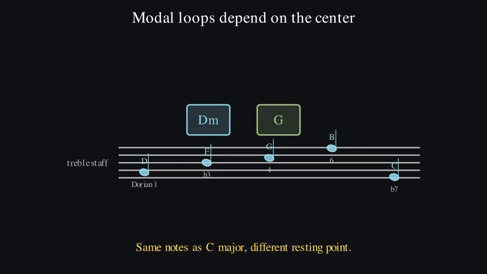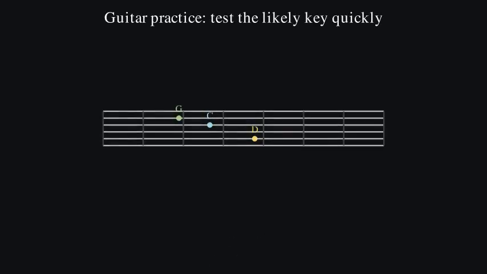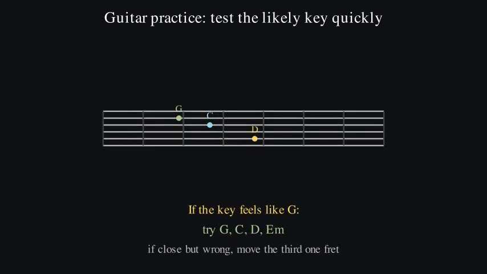Now connect this to practice. On guitar, use movable shapes to test hypotheses quickly. If you think the song is in G major, try G, C, D, and E minor first. If the chord sounds close, but not quite right, change the third. Major to minor is often one finger moving one fret. If a power chord works, but the full chord does not, the song may be avoiding thirds, or the recording may have distortion that blurs quality.